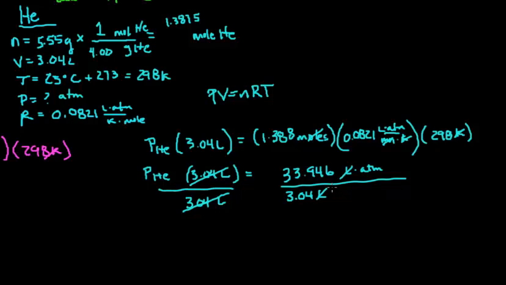So 33.9, and like I said, that I actually just still in my calculator, divided by 3.04. So the pressure of helium, so I'm going to do this kind of over here, and you'll see why in a second, but the pressure of helium is equal to 11.166 ATM. Like I said before, I only have 2 significant figures, so the answer is going to be 11 ATM.